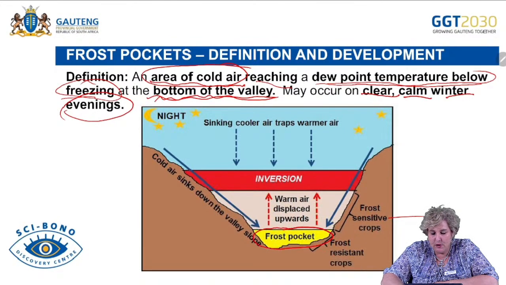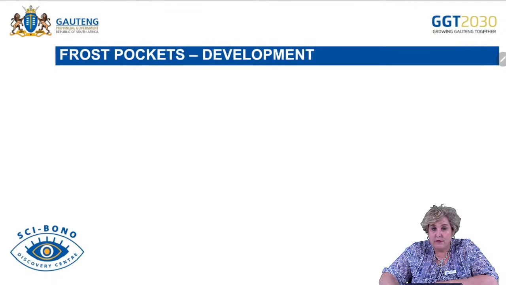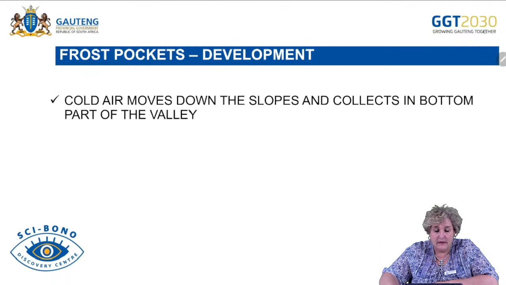You can remember we saw this video. There's the frost pocket. It's at night. My air cools down. It flows down the valley. It gathers here in the valley. This cold air forces this warm air to rise, and I have my inversion layer. Now, here's the frost pocket at the bottom of the valley. This influences human activity. The cold air moves down the slope and it collects in the bottom part of the valley.